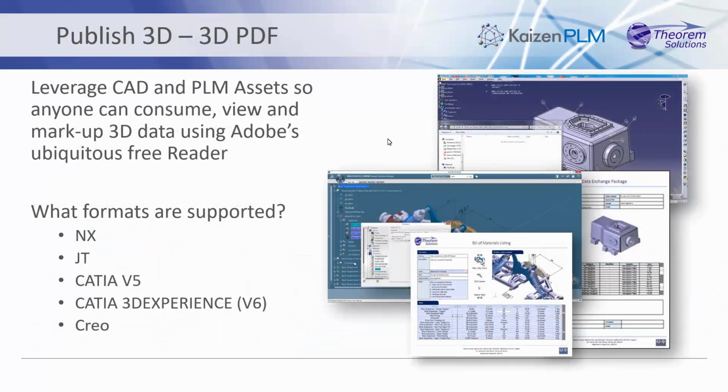What Theorem do and what Kaizen sell in this world is the ability to get your CAD and PLM assets into the 3D PDF. So we take your CAD or your JT from a visualization format, we put it into 3D PDF.